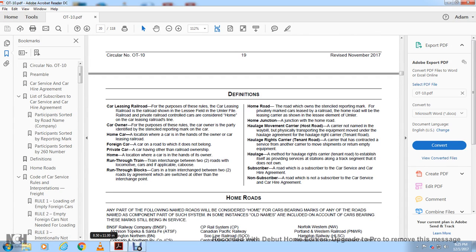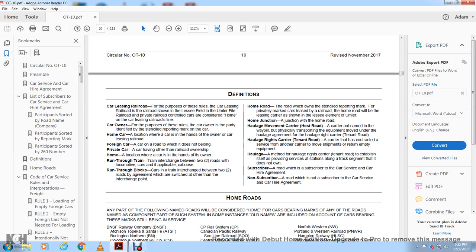Alright, definitions. Car leasing roads. For purposes of these rules, the car leasing road is a railroad shown with the lease field in the Umler file, with the railroad and private car control, and considered the home of the car leasing railroad liner. Car owner. For the purpose of these rules, the car owner is the party identified in the central reporting mark on the car. Home car, a location where the car is in the hands of the owner and car leasing railroad.